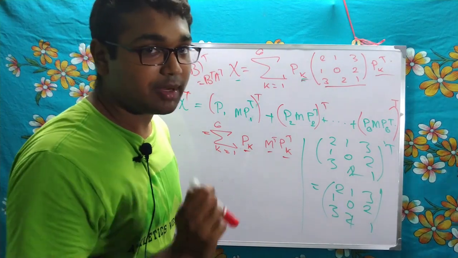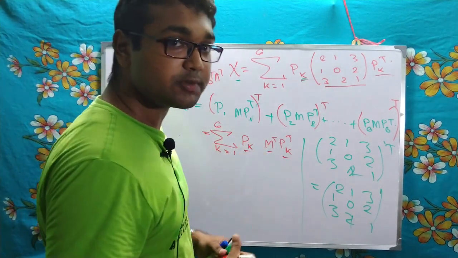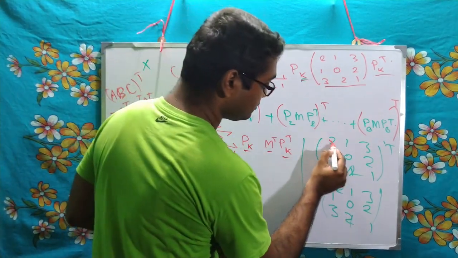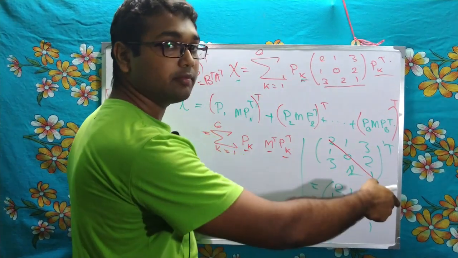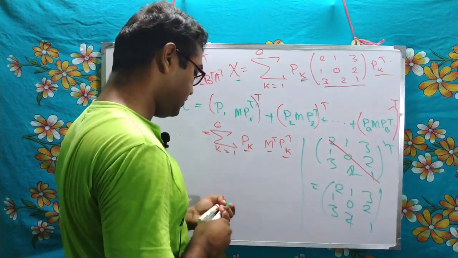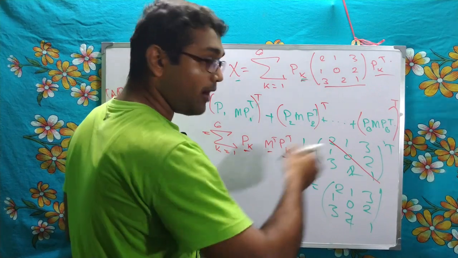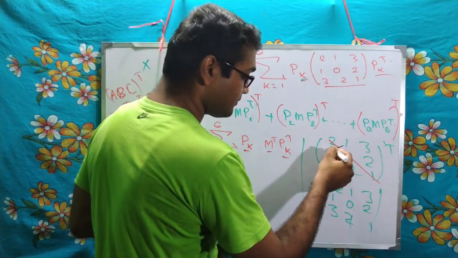How to check whether a matrix is symmetric or not without taking the transpose? Watch here. Take the principal diagonal. Then find the equidistant elements.